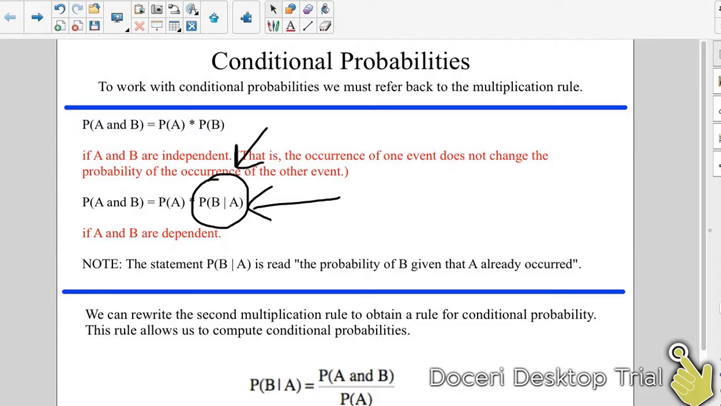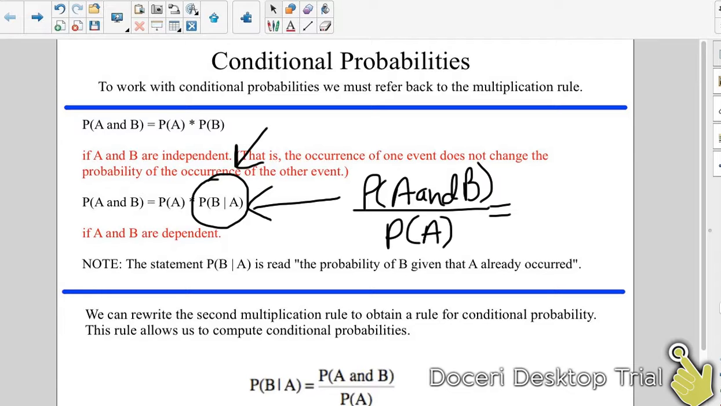What we'll do is we'll take that formula and divide each side by the probability of A. When you do that you get the probability of A and B divided by the probability of A equals the probability of B given A. And you can see it down here in a form that's maybe a little easier to read. Again, the probability of B given A equals the probability of A and B divided by the probability of A. It's just an extension of that multiplication rule.